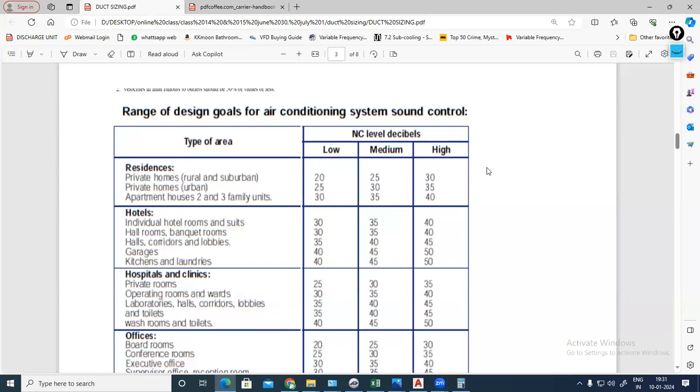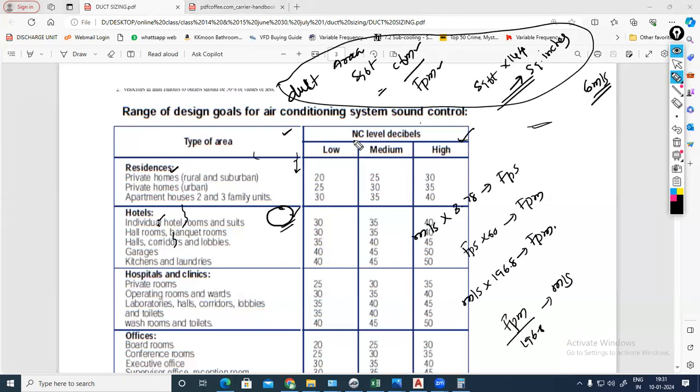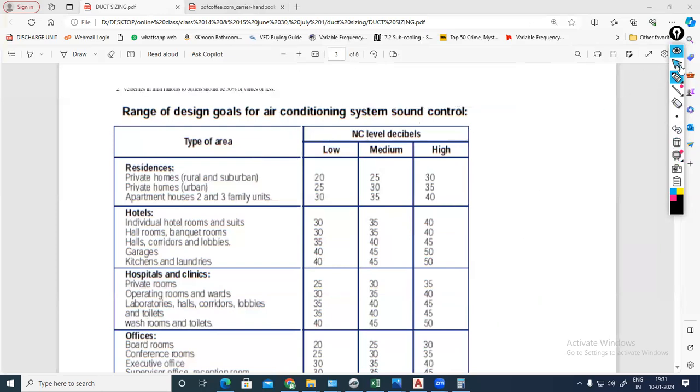But when we are designing as per ASHRAE, first we should find the NC value. NC value is called the noise criteria value. It means with respect to the space we are designing, there we have a maximum sound limitation. For example, when you are designing a library, the maximum sound level should be less than 20 decibels or 25 decibels. Like that, each and every space we design has a certain sound limitation.